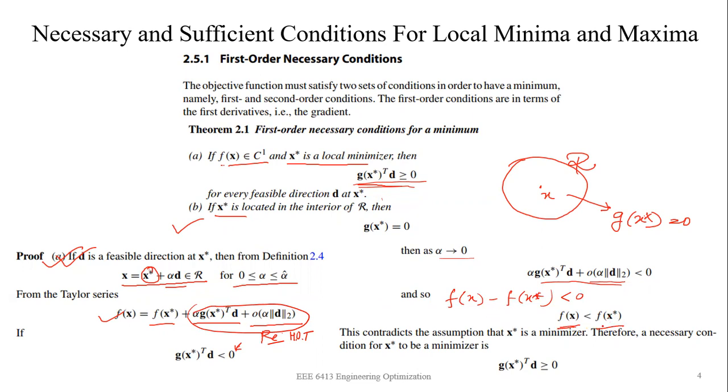But we have said that the point x star has to be a minimum point, isn't it? So this is a clear contradiction. So that is why the gradient of x star cannot be smaller than 0. Rather, it has to be greater or equal to 0. So this is a reverse way. By contradiction, we try to prove it.